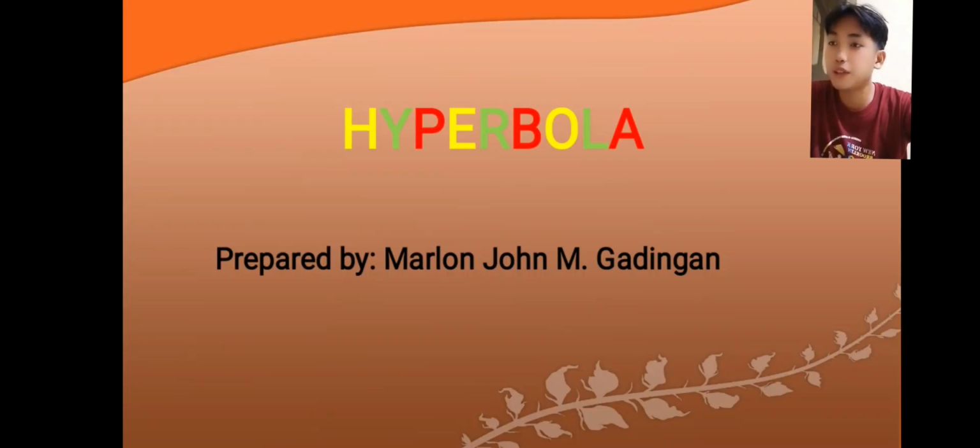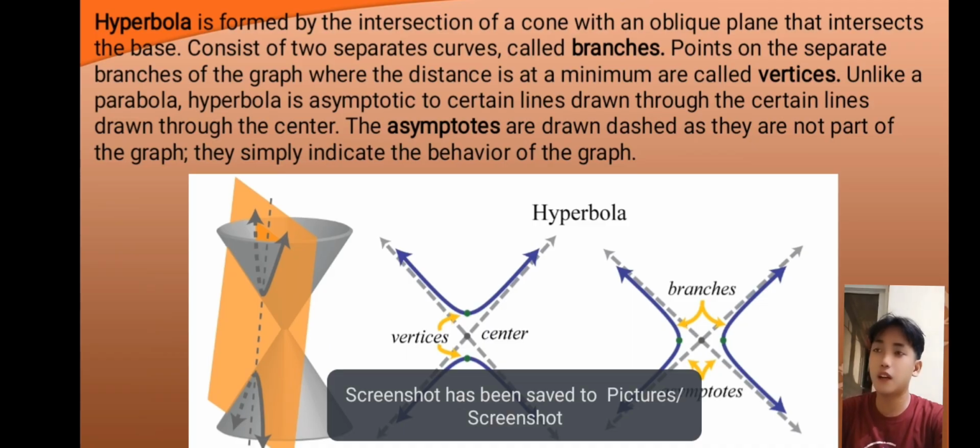So good evening class, our topic for today is hyperbola. So what is hyperbola? Hyperbola is formed by the intersection of a cone with an oblique plane that intersects the base. So take a look at this figure: there are two cones cut by an oblique plane that intersects the base. It consists of two separate curves called branches.